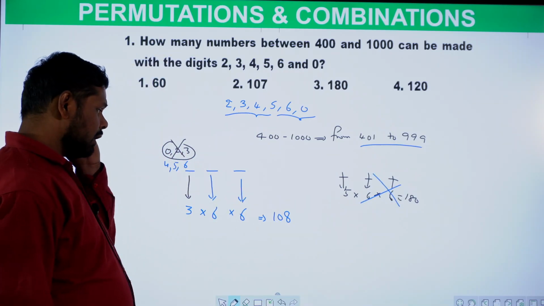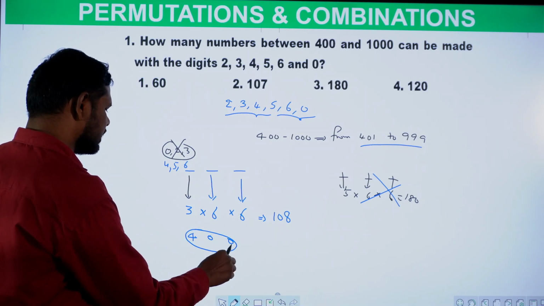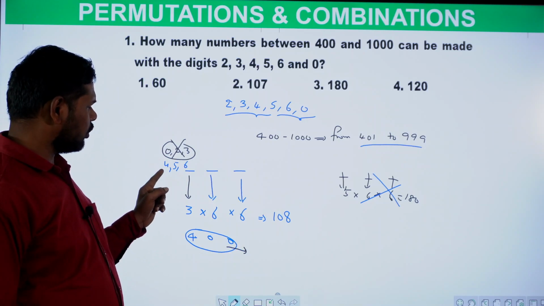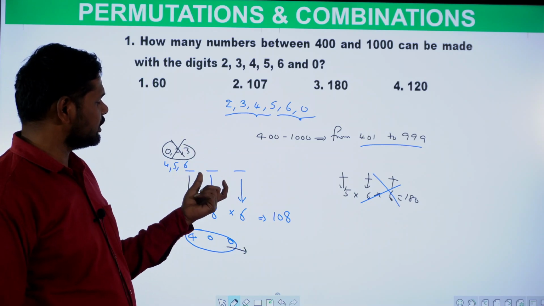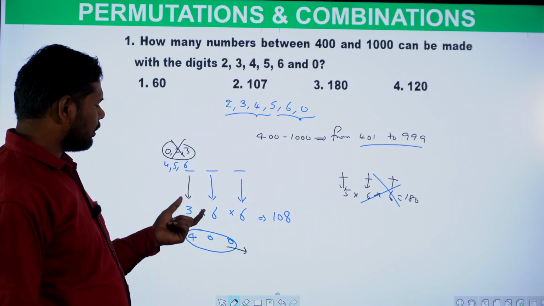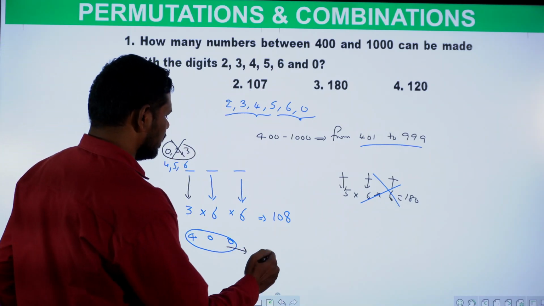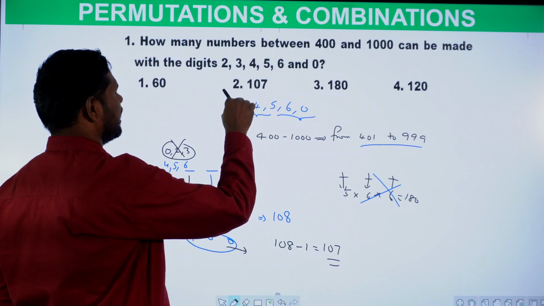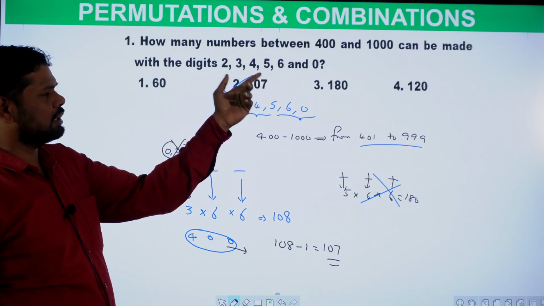Just observe here. If I write starting 4, definitely there is a chance that 400 is also in these 108 numbers. Why? If 4 or 5 or 6 can be used at the starting place, here any one of the 6 digits, here also any one of the 6 digits, then 2 zeros is one possibility. That's why the number 400 is also present in the 108 numbers, but they are asking about between 400 and 1000. That's why the required numbers are 108 minus 1, 107 numbers between 400 and 1000 using those digits.